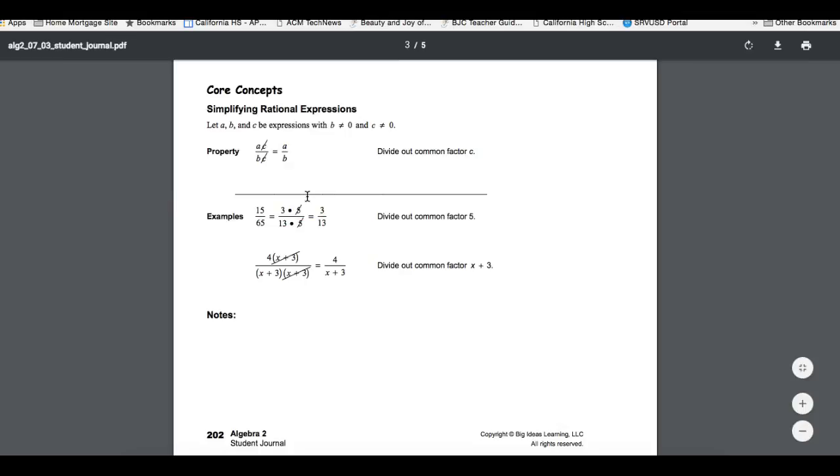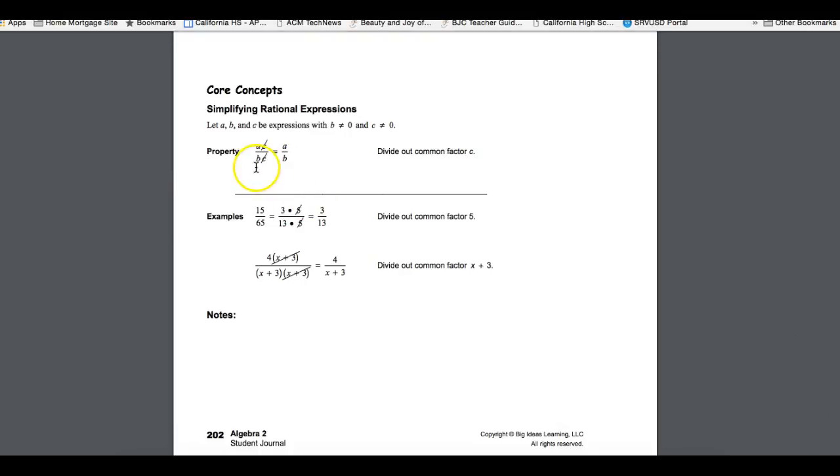Let me show you one of the core concepts in the journal. One of the properties that we're going to use when we simplify our rational expressions is this first one. If we have a rational expression that has a common factor in both the numerator and denominator, we can go ahead and cancel that out. So if we have, let's say, two terms, a and c for our numerator, and b and c for the denominator, if we try to simplify that, we can actually cancel out c because it is common.